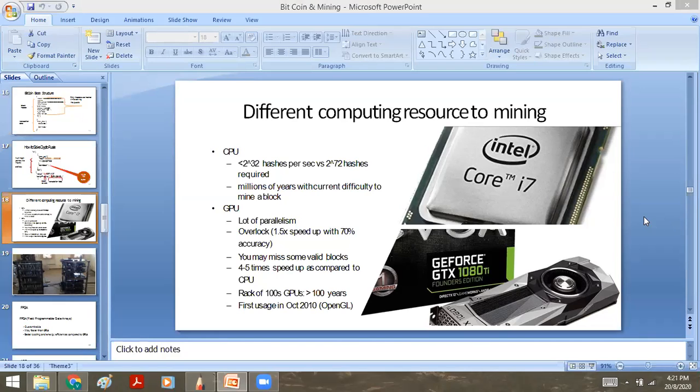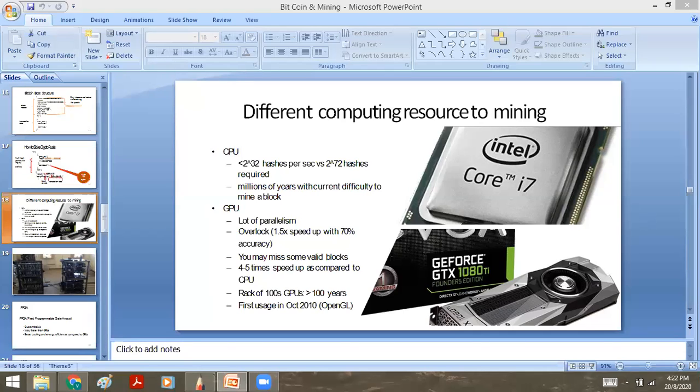Okay, now coming to the different computing resources. Previously, when Bitcoin got started, initially the difficulty was pretty low. That is why even with normal CPUs the Bitcoins were mined at that time. Slowly, as the number of nodes in the network increased, difficulty increased, the nonce range decreased, and the number of hashes to be calculated to solve the puzzle increased. That is what made people move from CPUs to GPUs.